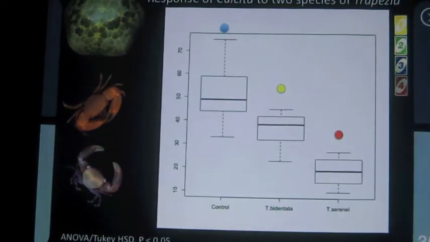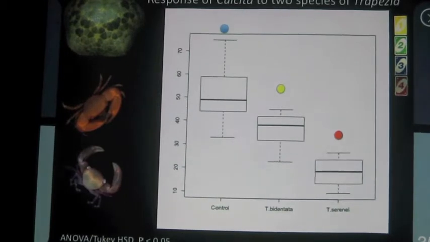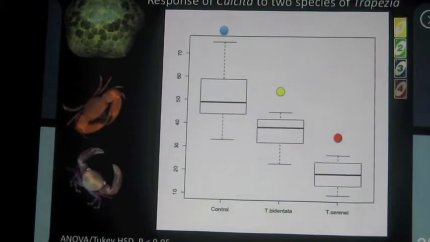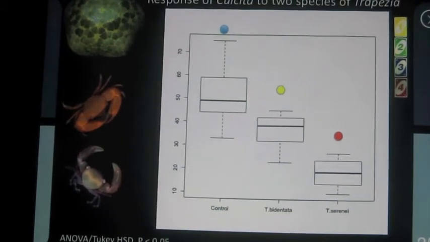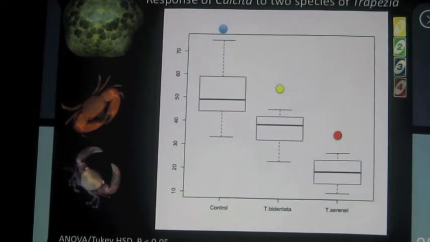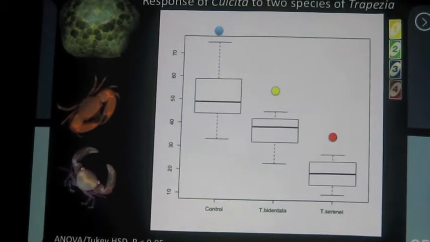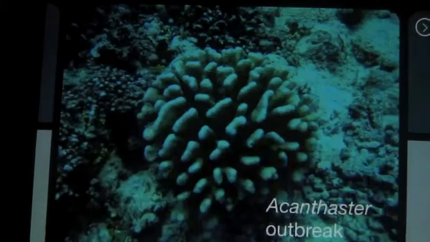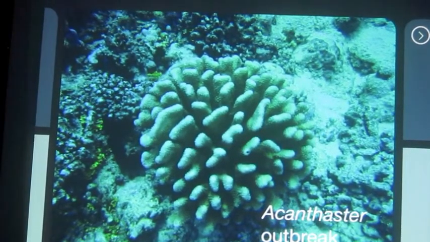When I looked at Calcida, so again, about the size of your head, responding to medium-sized Trapezia, size of thumbnail, we see drastic differences. So the coral on its own was toast, with more than 70% of the coral tissue removed from the coral skeleton. The two species of crab were both effective at reducing that and quite different from each other. And then something remarkable happened. Kind of horrible, but remarkable as well.